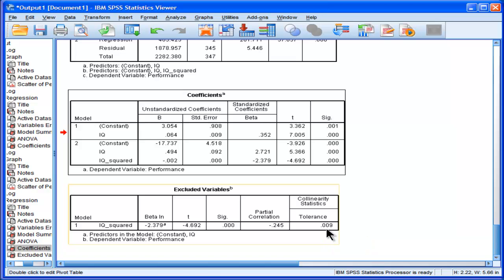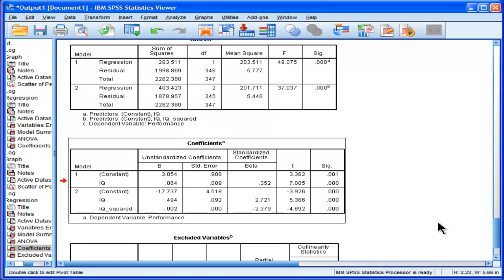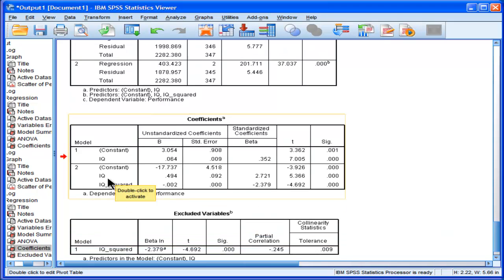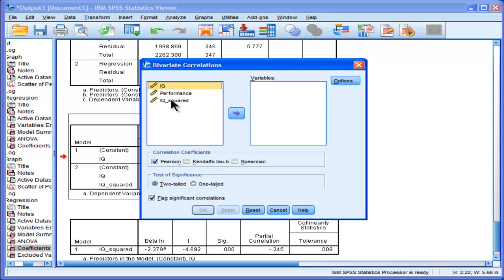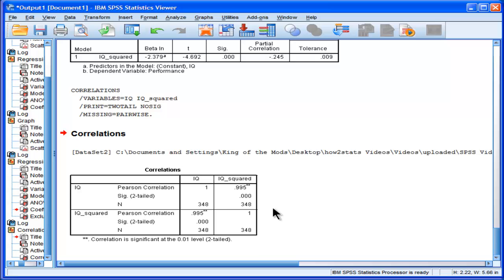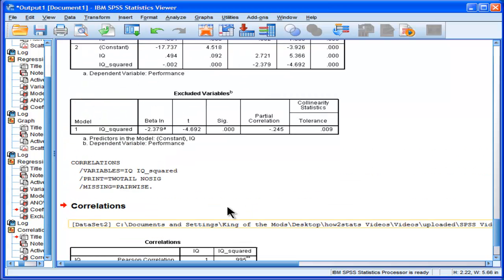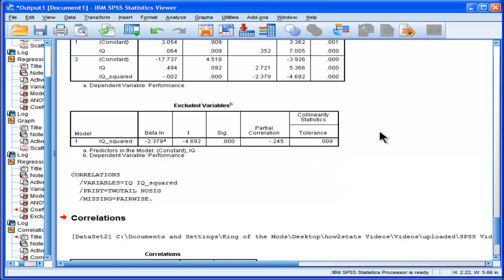But in my opinion, in the nonlinear regression analysis, we totally expect our IQ and IQ squared variable to correlate very highly. I mean, let's look at the correlation between IQ and IQ squared. It's going to be 0.9 something, 0.995. Okay, and that explains why we've got such low tolerance in our regression.